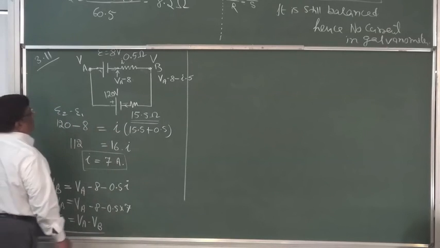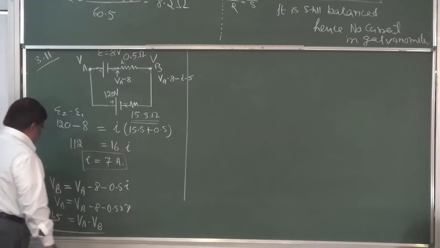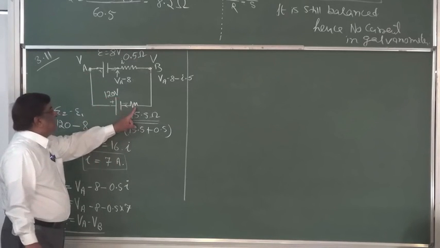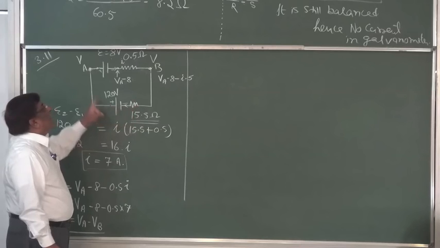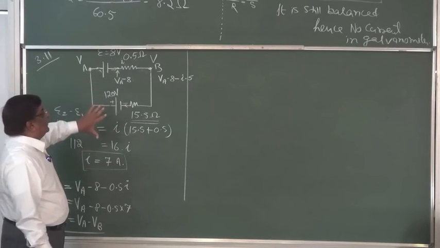Okay, so what will be our answer? Two answers. Number one, the terminal potential difference is 11.5 volt across the battery. Number two, the resistance is used to limit the current so that the battery does not get damaged. These are our two answers.